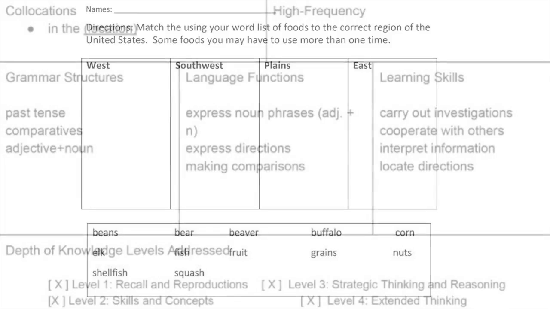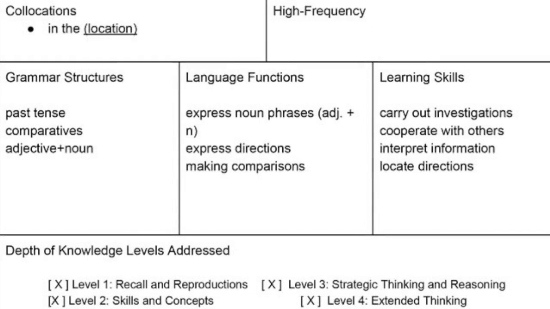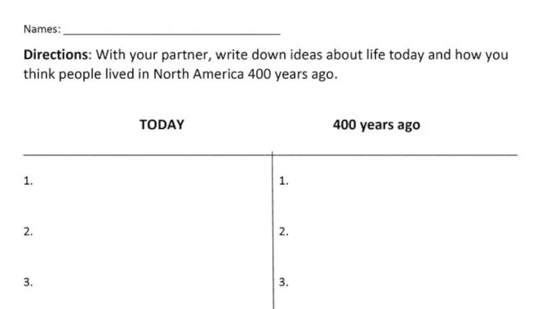The grammar structure my ELLs will see throughout this particular chapter is the past tense. So I will monitor their use of this verb tense, especially irregular past tense verbs. If I see a lot of errors, I know that I have to do a mini lesson for my ELLs on the simple past tense. Another grammar structure my students will need to use is the comparative form of adjectives when they describe life today and life 400 years ago.